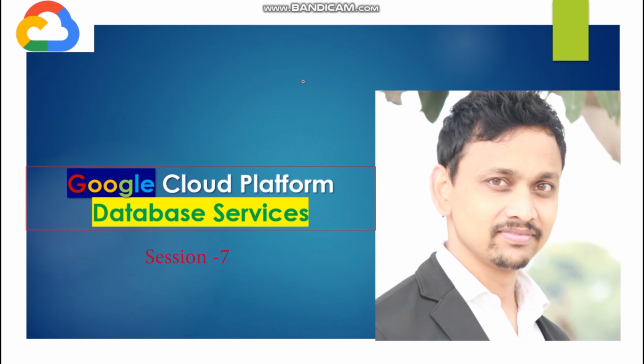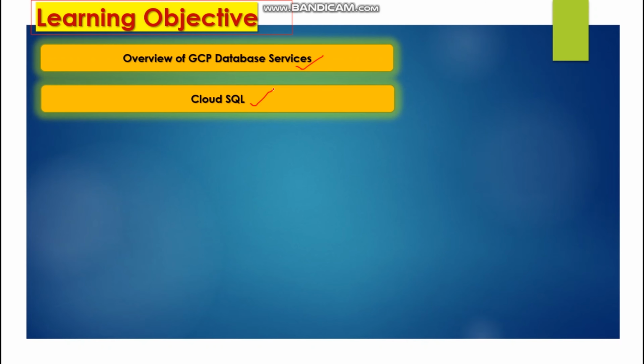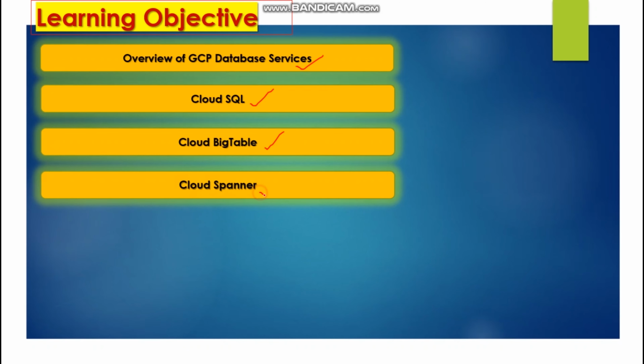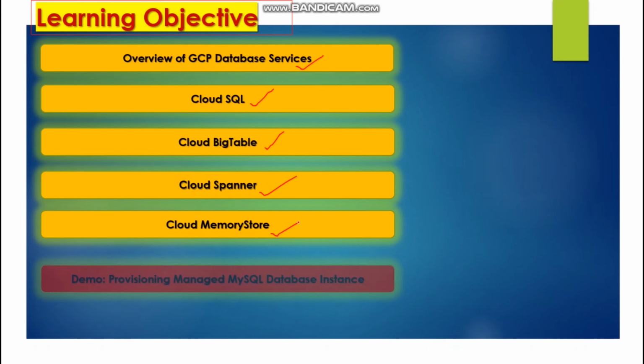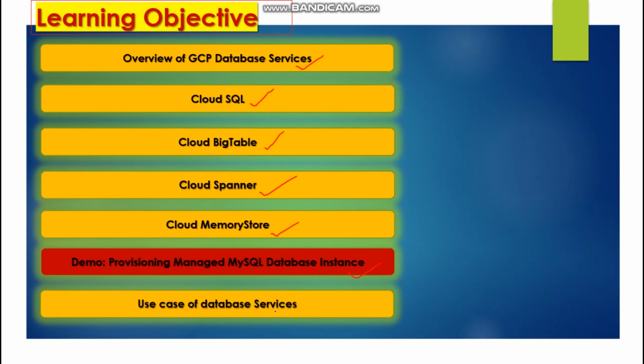Hello and welcome back once again. In this section we are going to cover cloud database services. The learning objectives of this video: we are going to start with an overview of GCP database services. After that we'll move to what Cloud SQL is, then Cloud Bigtable, Cloud Spanner, Cloud Memorystore, and we will have a demo on provisioning a MySQL database instance onto GCP. And finally we will move to the use cases of database services. So without wasting much time, let's get started.